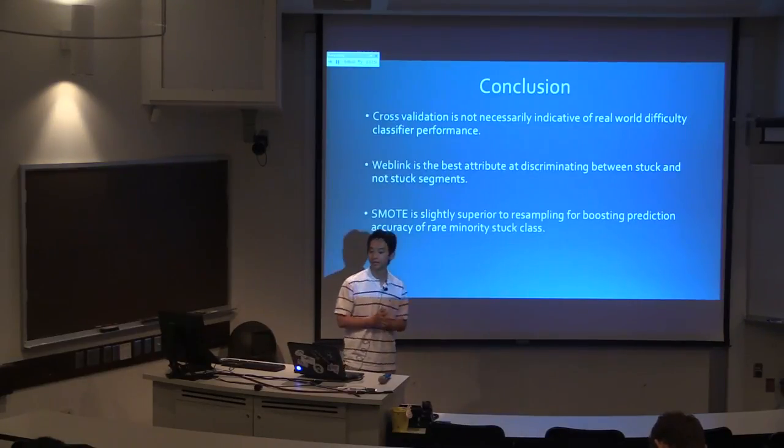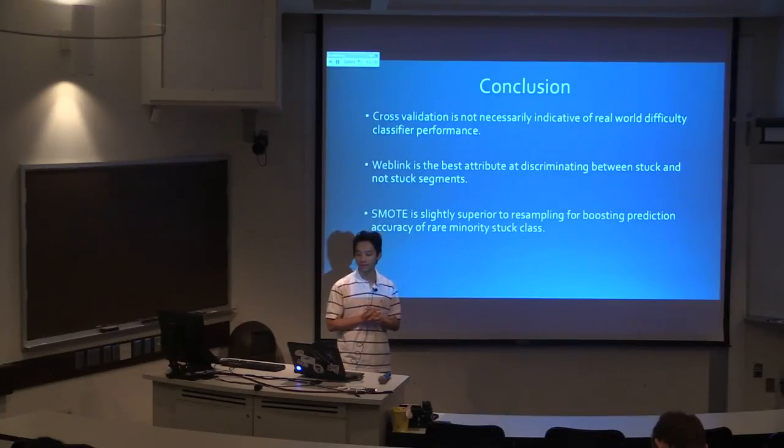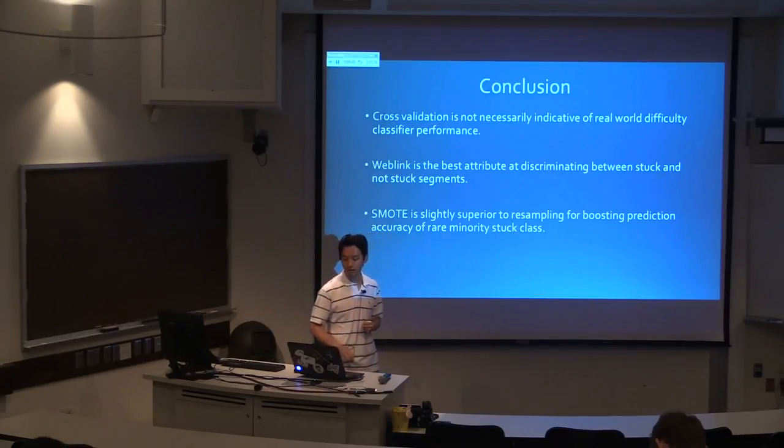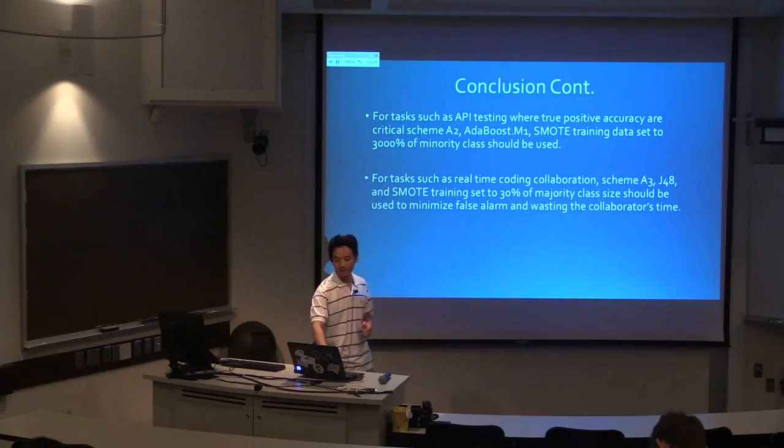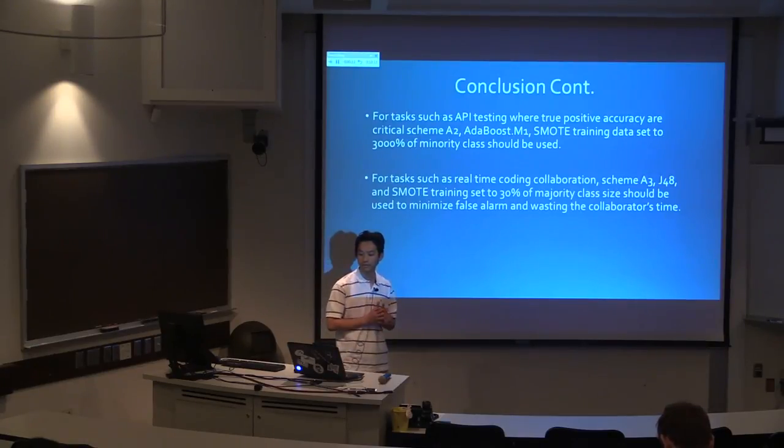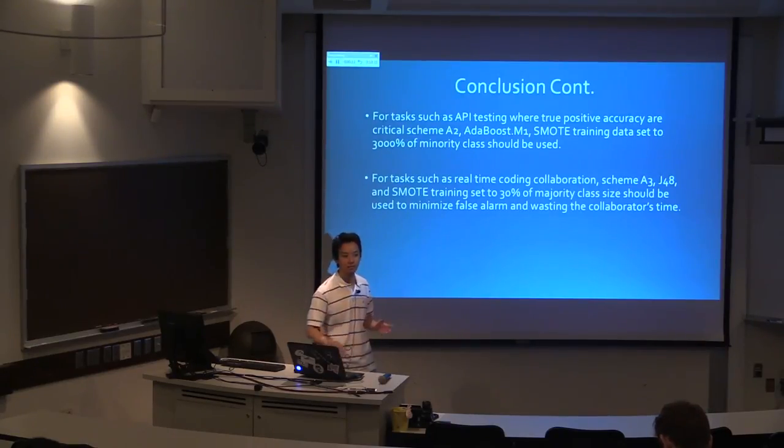So, conclusion: cross-validation is not necessarily indicative of real-world difficulty classifier performance. WebLink is a great attribute at discriminating between stuck and not stuck segments. SMOTE is slightly superior to resampling for boosting the prediction of the rare minority stuck classes. And as I said before, for tasks where true positive is important, such as API testing, you want to use scheme A2, AWS, and SMOTE to 3,000% of minority class. And for real-time coding collaborations, scheme A3, J48, and SMOTE to 30% of majority class size should be used to minimize false alarms and wasting the collaborator's time. And that's it.